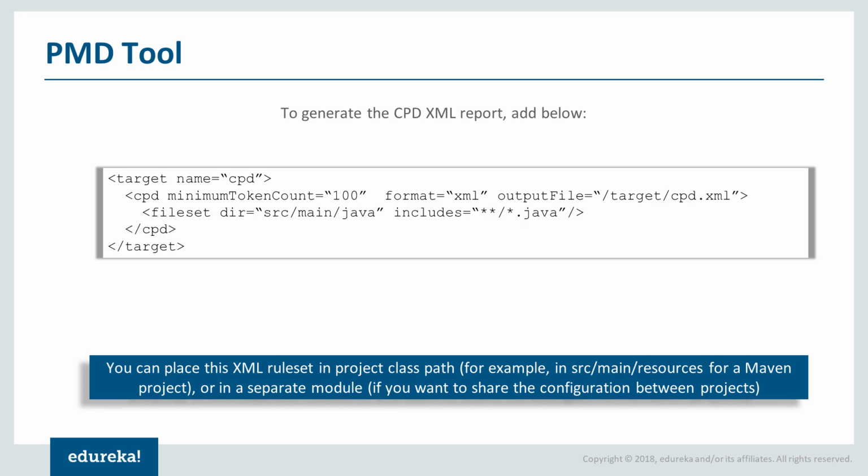If you want to generate the XML report, you can mention the target name as CPD, and then you can give all these parameters, the key value pairs. So minimum token count is 100 we have given. Format is XML. You give the output file. Basically, you give a target where you want to save your file, and so on. So you can place this XML rule set in the project class path, for example, in src/main/resources for a Maven project, or you can put it in a separate module if you want to share the configuration between different projects.